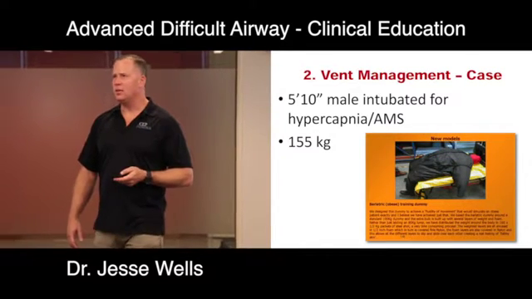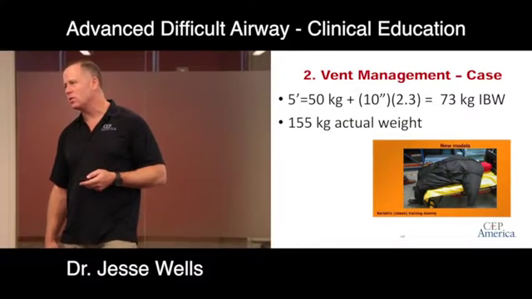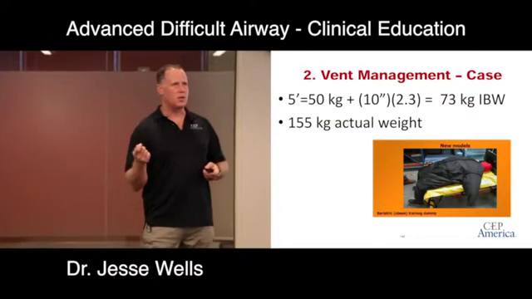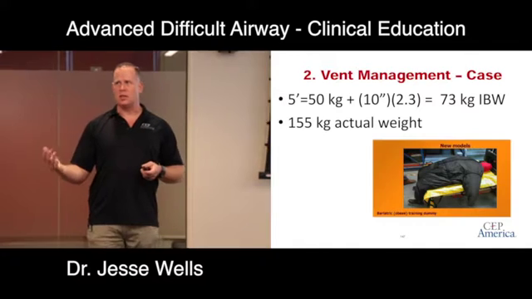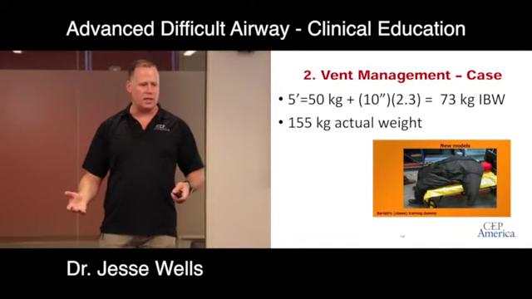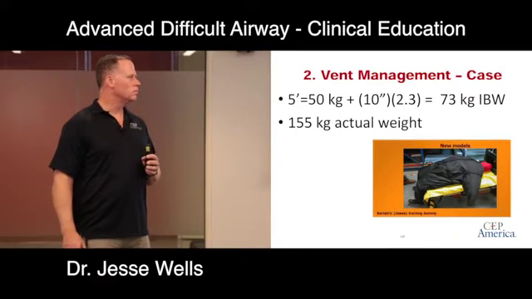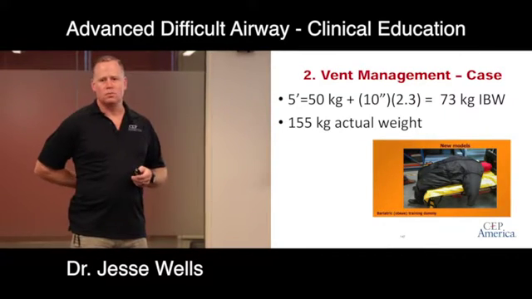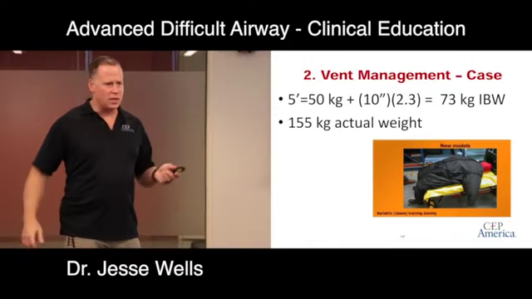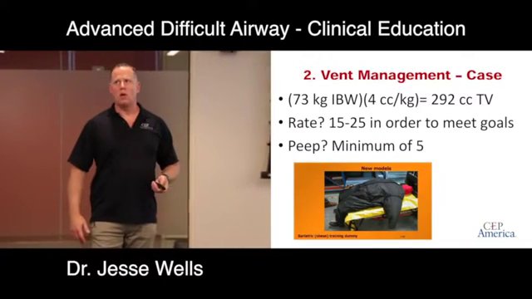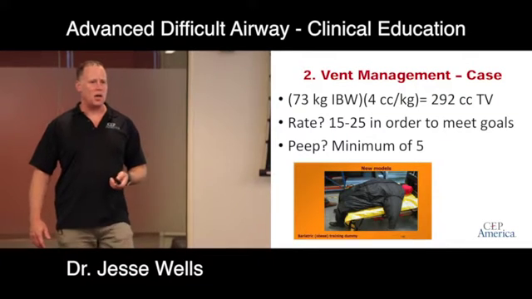The first 5 feet, he's a male, so he gets 50 kilos. He's 5'10", so an additional 10 inches times 2.3 kilos, 73 kilos is ideal body weight. So what do we want to set his initial tidal volume at? 73 times what? Times 4, 6, somewhere in that range. Let's go low and do 4. That gives us a tidal volume of 292.